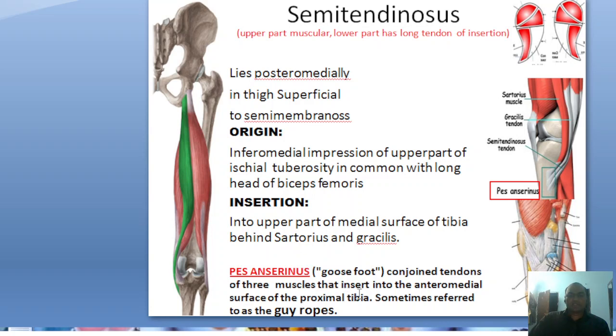They insert into the anteromedial surface of the proximal tibia, sometimes referred to as pes anserinus, because these three muscles belong to three different compartments of the thigh. Sartorius from the anterior compartment, gracilis from the medial adductor compartment, and semitendinosus belongs to the back of the thigh. So these are called the pes anserinus.